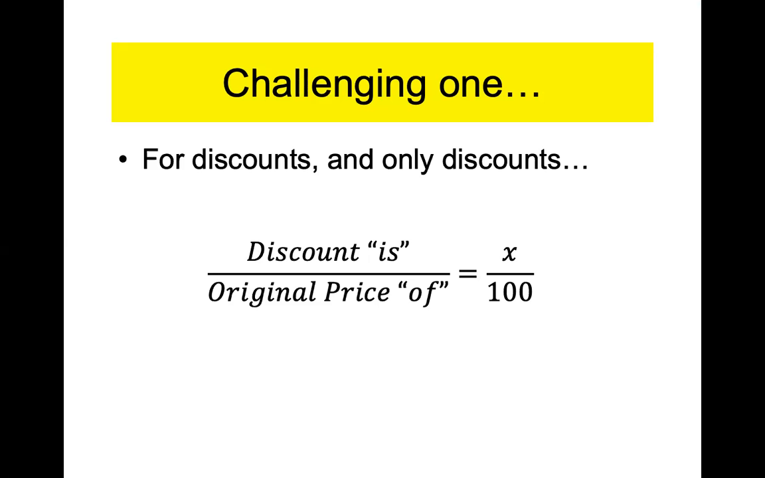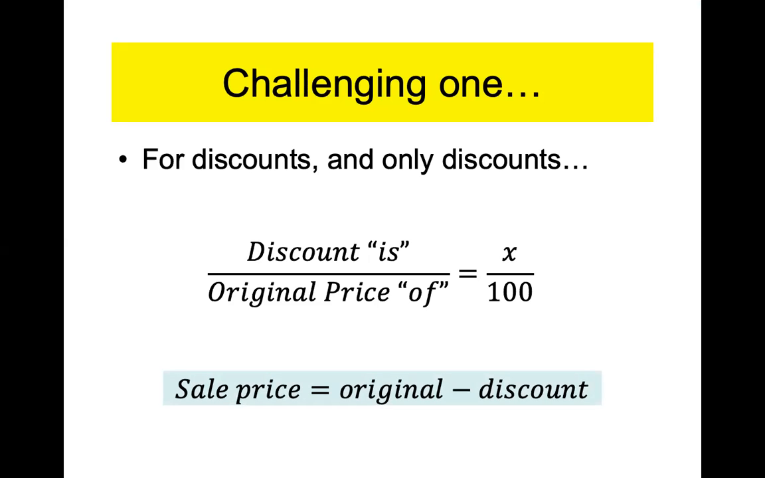Okay, so for discounts and discounts only, discount is your is, the original price is your of. Okay, so let's see how that works. Your sales price, remember, would be the original price minus the discount. Your discount is your is, the original price is your of, and your sales price would be the difference of the original price and the discount. There's $10 off a $40 pair of jeans. Jeans now cost $30. The sales price is $30. The discount is $10. Does that make sense?